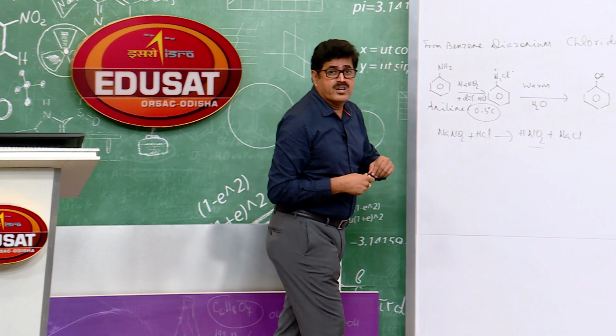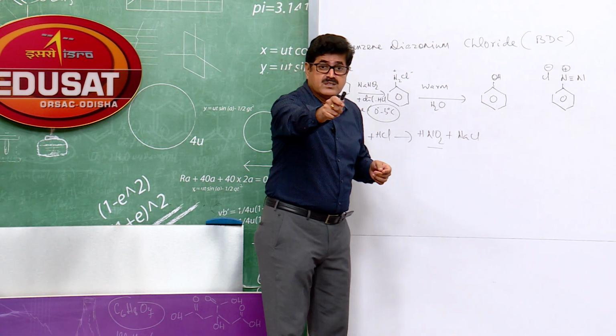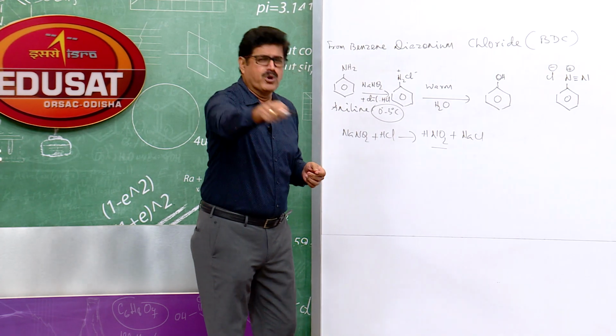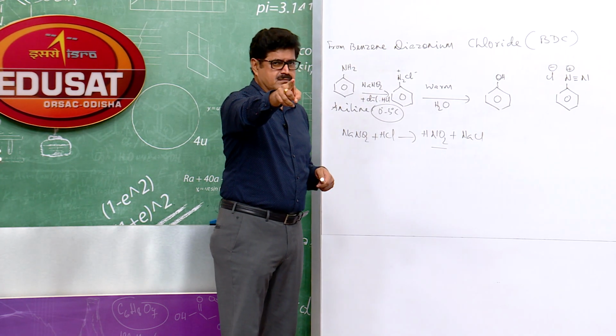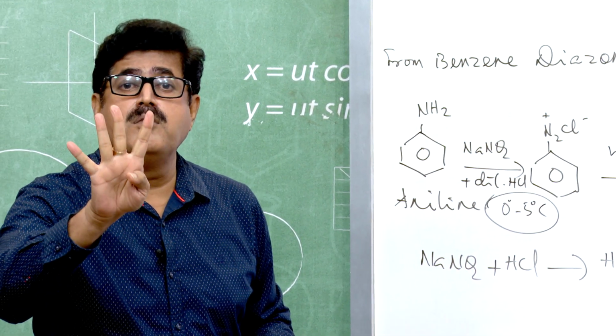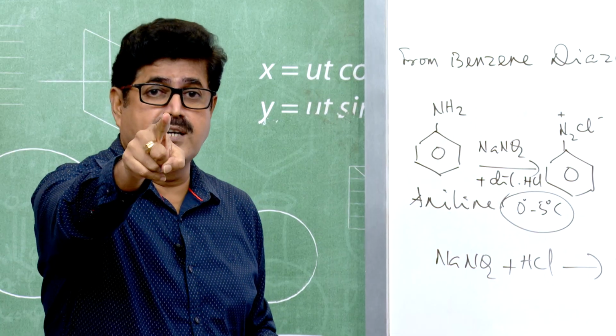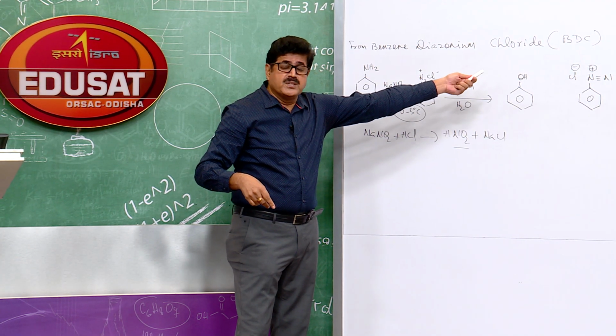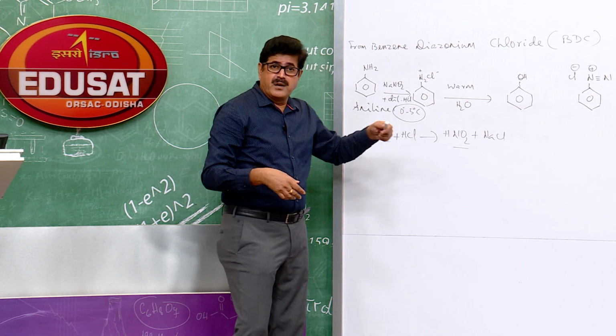Nitrogen has a positive charge. Why? The trick is, if you find nitrogen has 4 bonds, it must have a positive charge. Students, I repeat, when nitrogen has 4 covalent bonds, it must have a positive charge. So that is why there is a positive charge. This is benzene diazonium chloride. How is it obtained?